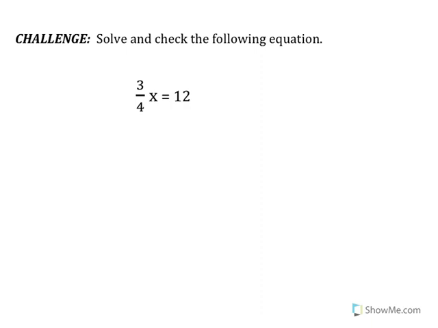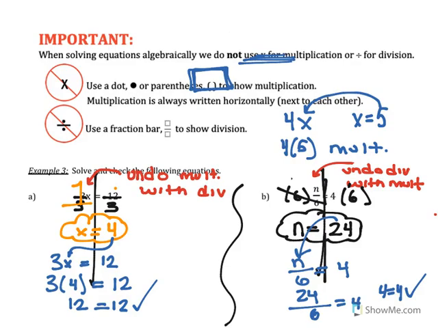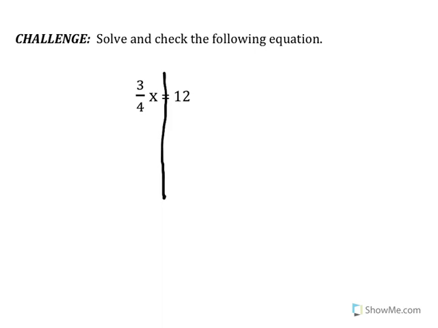And just for fun, we're going to try a challenge together. This one's challenging because it's hard to identify what operation is being done to the variable. So I want us to think back to the example I showed you where it was 4x and we substituted the 5 in for the x, and when you have a number next to a variable, it's always multiplication. 3/4 is just like any other number. I could put a 2 here and it would be the same thing. 2 next to x represents multiplication.